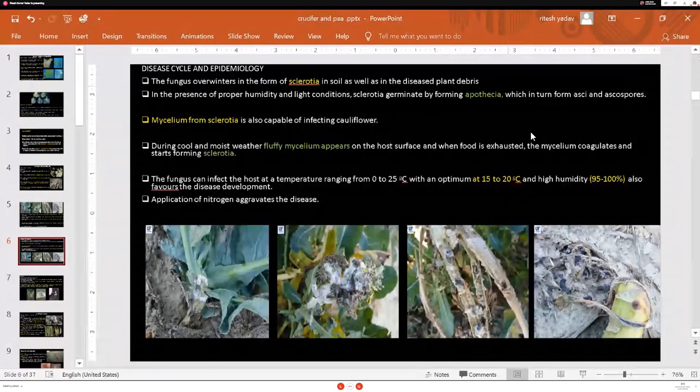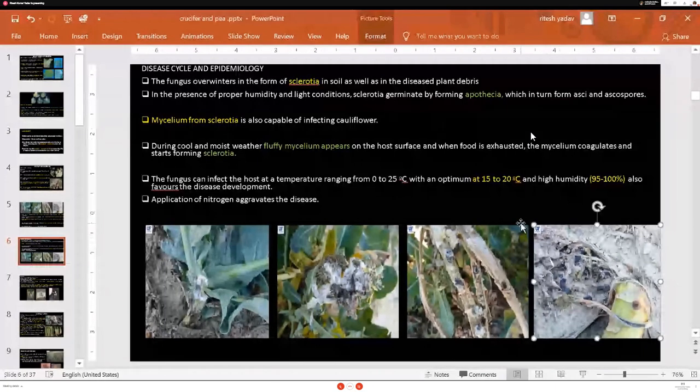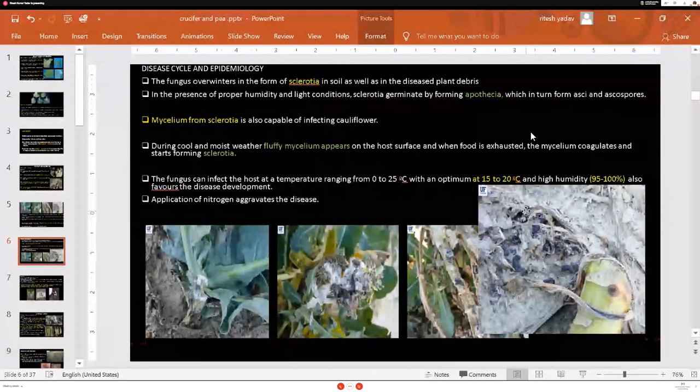When these sclerotia germinate, they cannot immediately germinate, they require a dormancy period of 6 months. When they germinate, they can produce apothecium, right? Apothecium is a sexual fruiting body. It is a cup-shaped, open sexual fruiting body which contains a large number of asci and ascospores. Those are airborne, and they can also sometimes cause infection on the foliar plant parts.